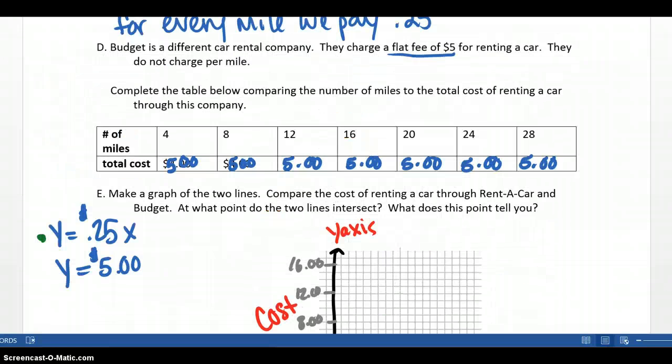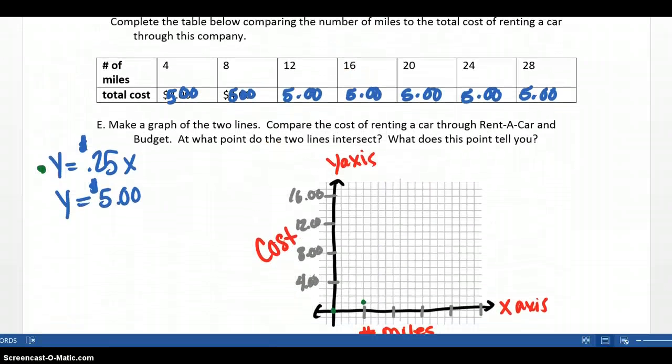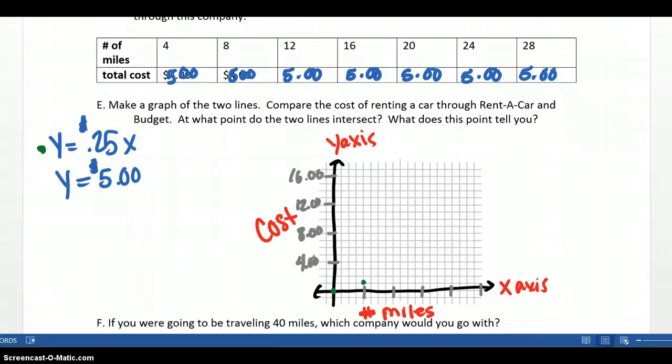So then when we graph this, at 8 miles we pay $2, and then $3, and then $4, and then $5. And then we're going to connect our points, and that graph will go forever in the direction of the positive y-axis. And if we graph our second equation at y equals $5, it is always going to cost $5 no matter how many miles we drive.